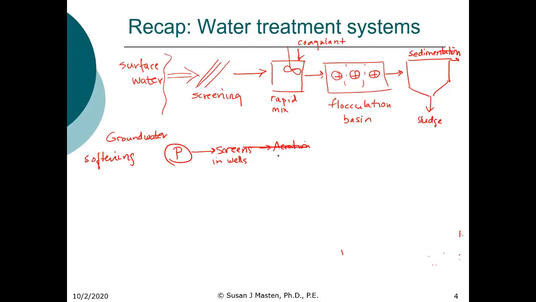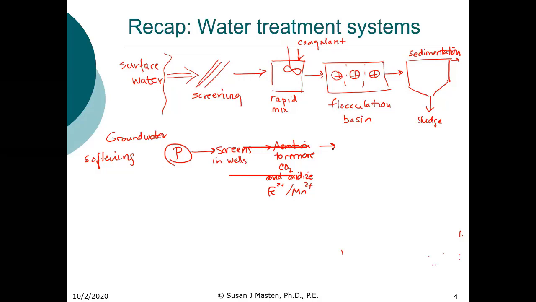aeration, to remove CO2 and oxidize iron and manganese. Okay. So we may or may not have that. It really depends on the level of CO2. But if your CO2 levels are high, if iron and manganese is a problem, then you'll have aeration first to remove the CO2 and to oxidize the iron and manganese.